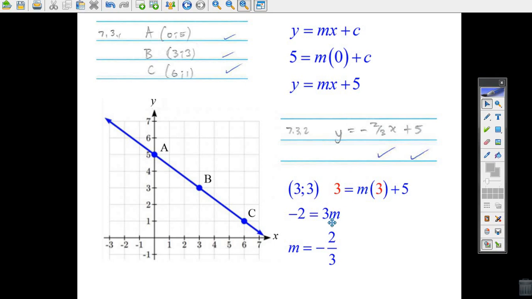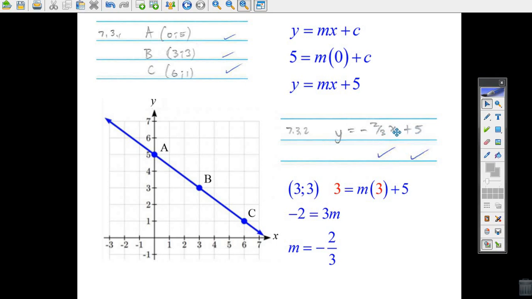3 times m, that's 3m. 3 minus 5 is minus 2. Now divide by 3, you get m equals minus 2/3. So your final equation is y equals minus 2/3 x plus 5.